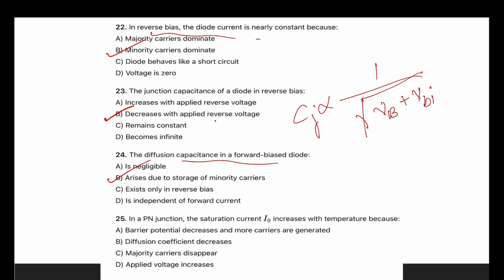Next question, in a PN junction, the saturation current I0 increases with temperature because: option A, barrier potential decreases and more carriers are generated; option B, diffusion coefficient decreases; option C, majority carriers disappear; option D, applied voltage increases. In a PN junction diode, the saturation current I0 increases with temperature because of option A: the barrier potential decreases and more carriers are generated, due to the thermally generated charge carriers as the temperature increases. So the answer is option A.